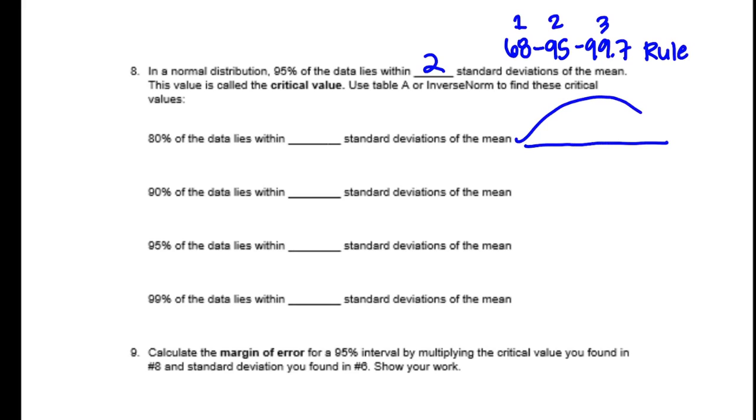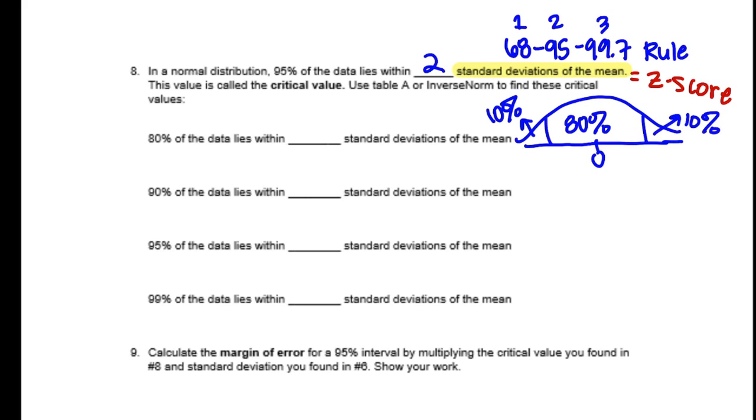And then 80% of the data is there. And so this is the middle, and we're looking for z-scores. Remember, this 2 standard deviations from the mean describes a z-score, which we remember from our other units. And so the mean is 0 on those. And so what percent is on either side? So what we're looking for is 10% here and 10% there. So that totals to 100%.